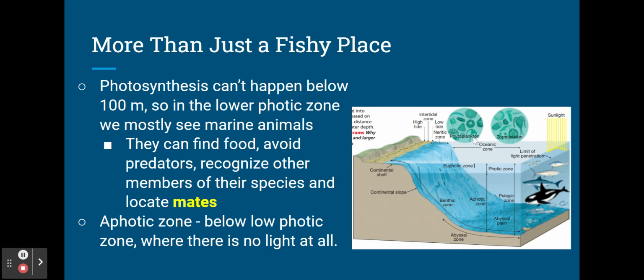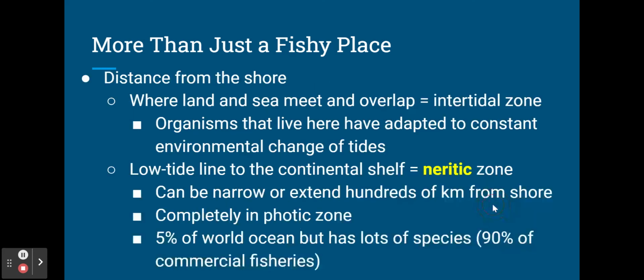So up here you've got the euphotic zone, then you've got the lower photic zone where they can still see and they're hanging out. And then we get the aphotic zone, which is below the photic zone, where there's no light at all, and it's basically dark all the time.